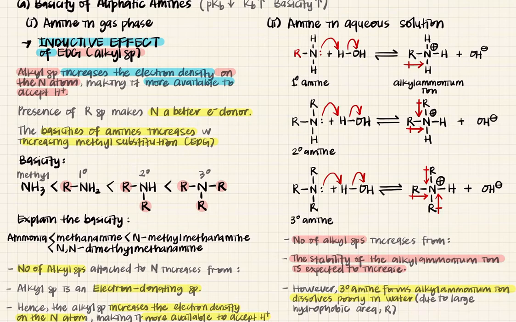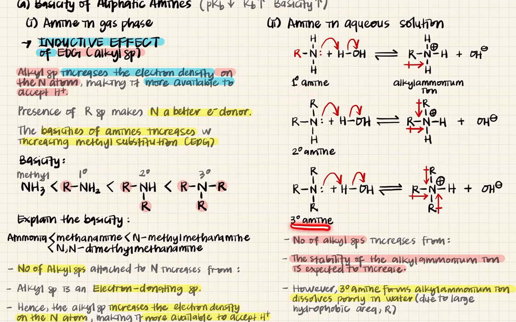Okay, so secondary amine pula, you have 2 alkyl groups. So lebih banyak alkyl group dekat alkyl ammonium ion awak tu, more electron density on nitrogen is increased. Okay, that makes it more stable, therefore it is even more basic. So secondary amine is more basic berbanding dengan primary amine.